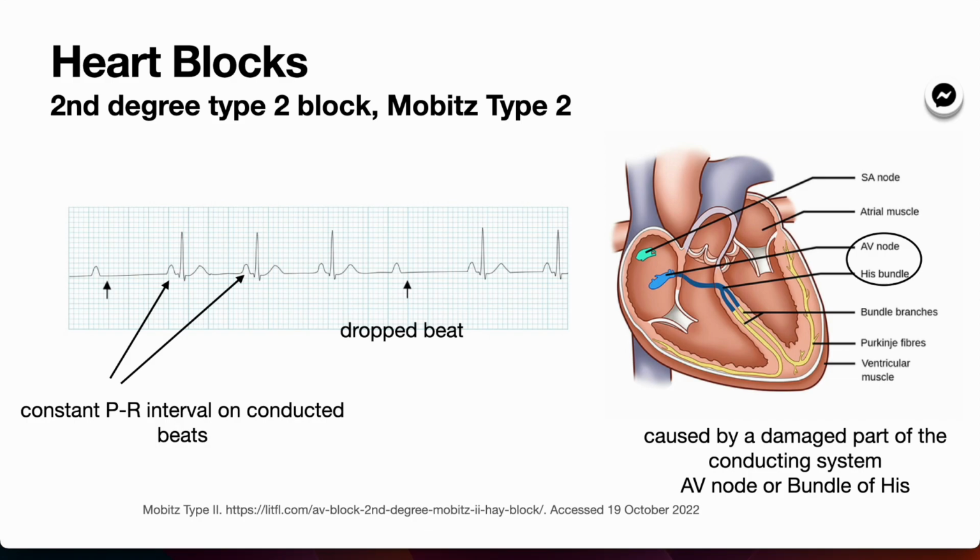By the way, second degree type 2 heart block is caused by a damaged part of the conducting system, which is the AV node or the bundle of His. So there's intrinsic damage in this area. That's why it conducts, but sometimes it does not conduct. The feared thing here is what if this gets permanently damaged and does not conduct anymore? Okay, so yeah.